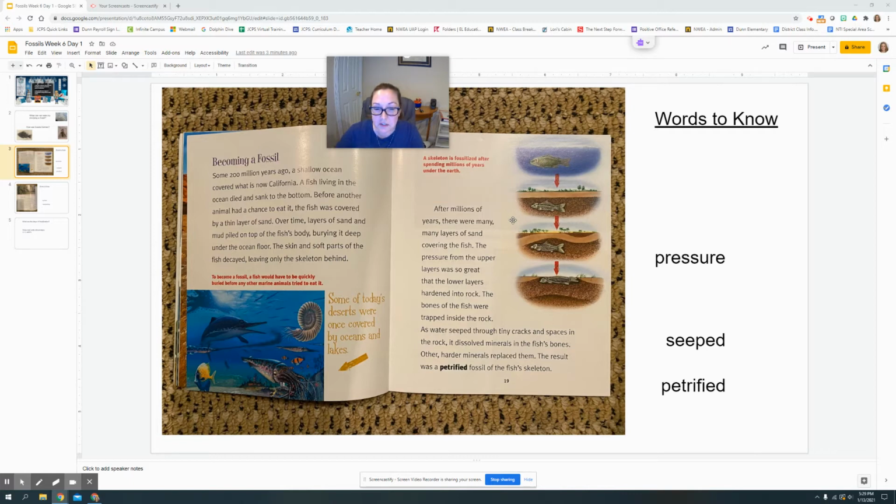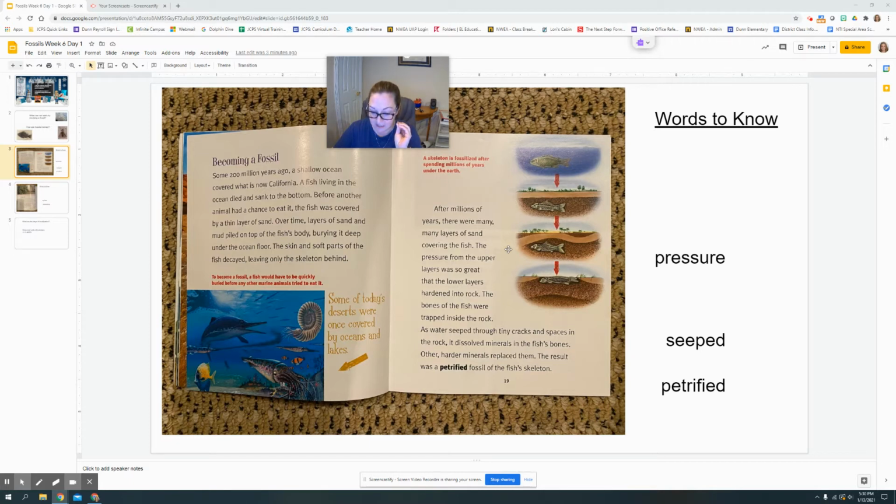After millions of years, there were many, many layers of sand covering the fish. We're kind of getting into this picture here. The pressure from the upper layers was so great that the lower layers hardened into rock. Okay, that was our third step. What happened in that step? Well, the fish was covered by many layers of sand. The pressure hardened the sand around the fish.